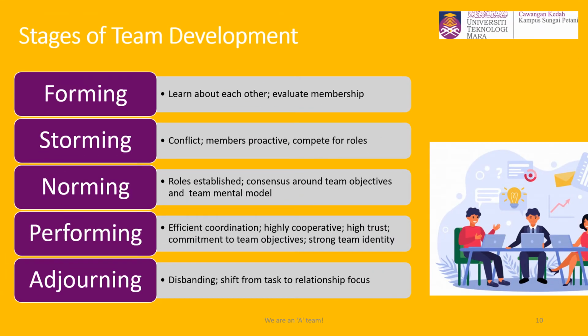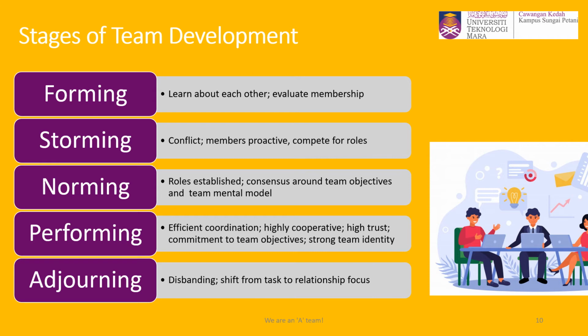Next, let us look at the first component under team processes. Let us start with the stages in team development. There are 5 stages in team development, and it starts with forming, storming, norming, then performing, and the last one is adjourning. Now let's start.